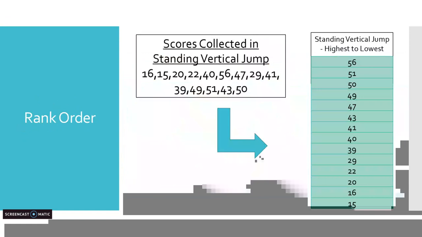Here's an example, again using standing vertical jump scores. Looking at all the collected scores from the standing vertical jump test, they're all in the order the participants performed in the box. This is not very useful for looking at and analysing the data, so putting them into some sort of order will be extremely useful. As you can see on the right, I've put the scores from the test into a ranked order table from the highest score down to the lowest, making it a lot easier for people to read whilst looking at the data.